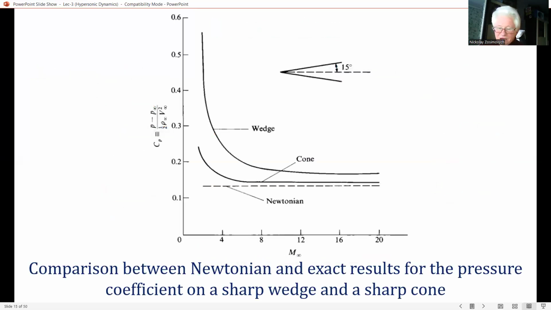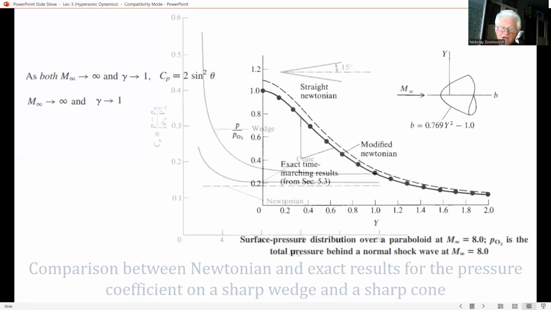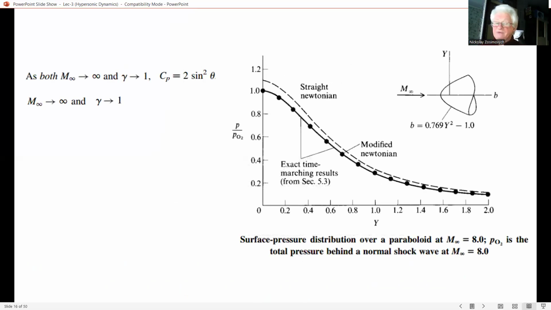A conclusion from the preceding example, as well as from the comparison shown in this figure, is that Newtonian theory, when applied to hypersonic slender bodies at small to moderate angle of attack, does not do a good job of estimating surface pressure or the resulting lift and wave drag.